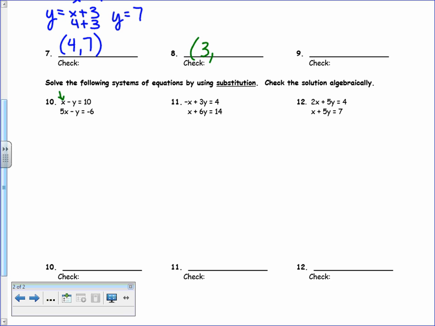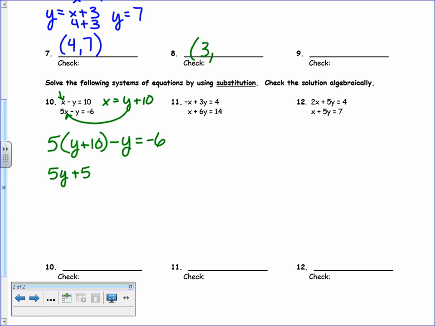And I would go ahead and say x equals y plus 10, or 10 plus y, of course, the commutative property. It doesn't really matter what order that's in. So now I'm going to go ahead and say 5 times (y plus 10) minus y equals -6. I've substituted this into this equation for my x variable. So now I have 5y plus 50 minus y equals -6.